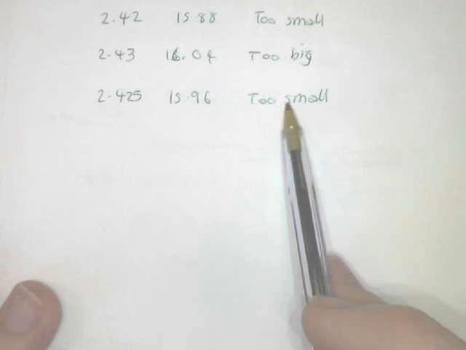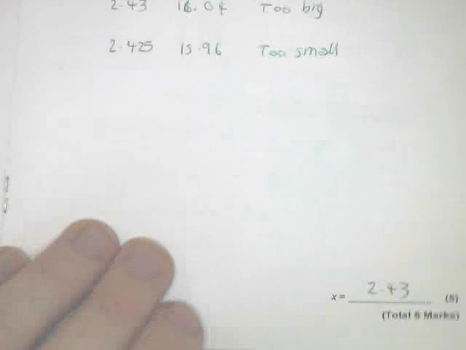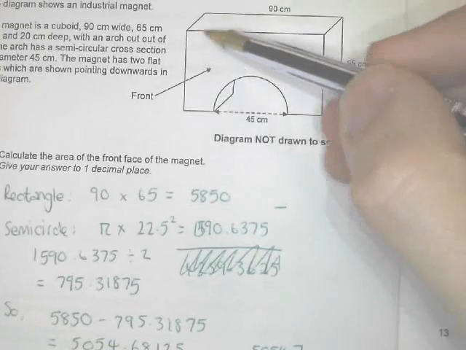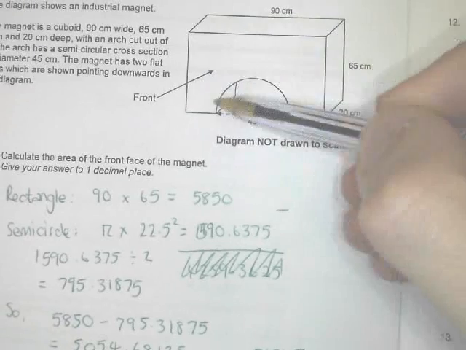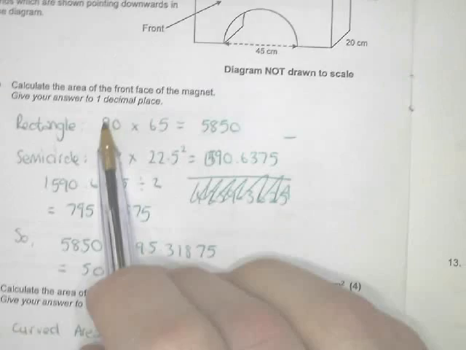The area of the shape that's left is going to be the rectangle, take away the semicircle to give us this. To one decimal place, 5054.7. A mark for the rectangle, a mark for working out the circle and then halving it, a mark for subtracting, and then a mark for your final answer.